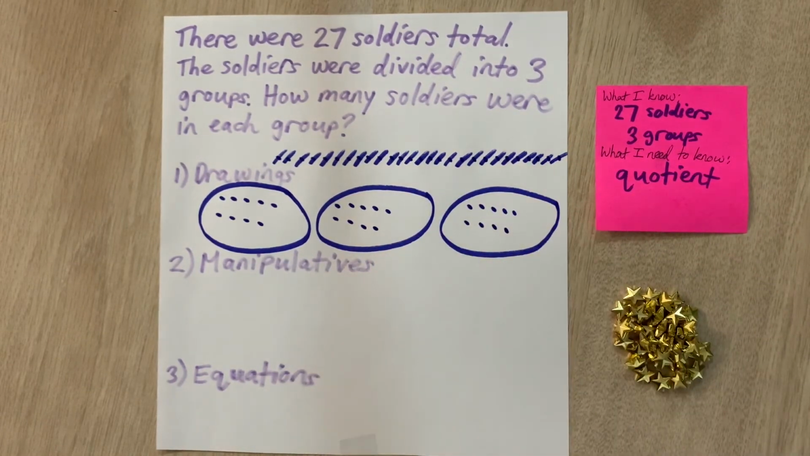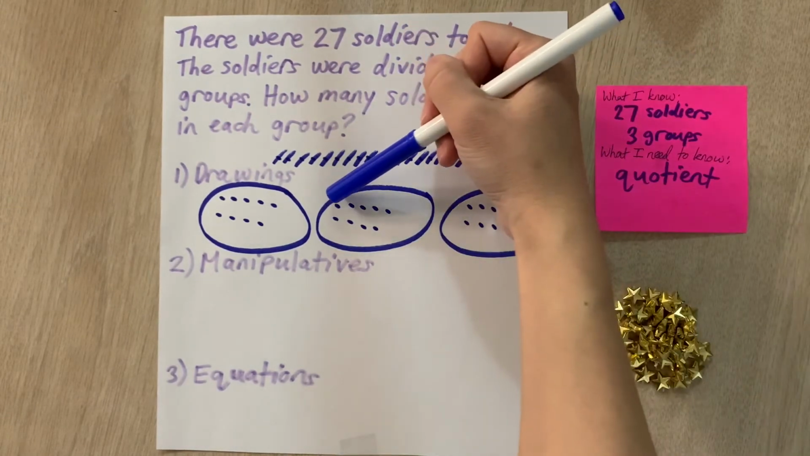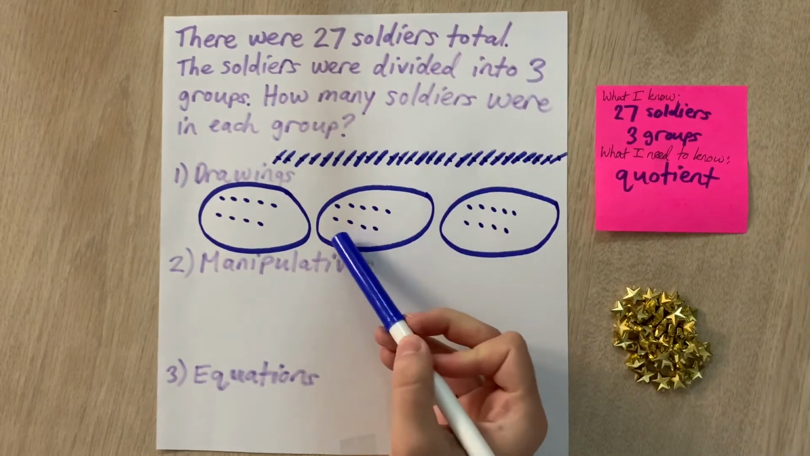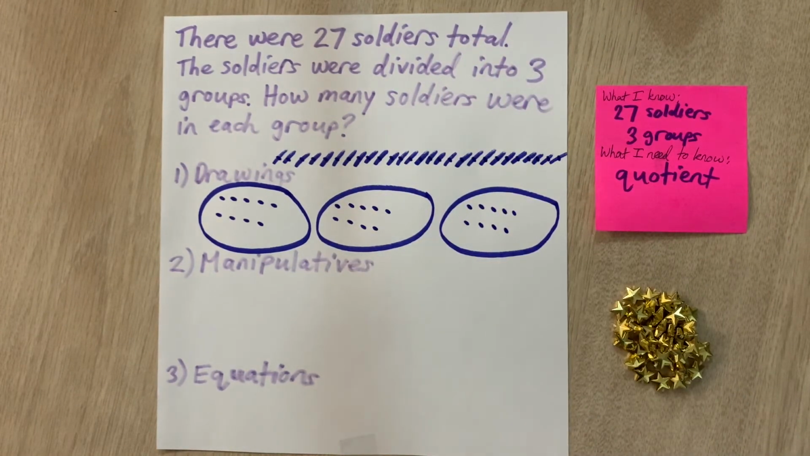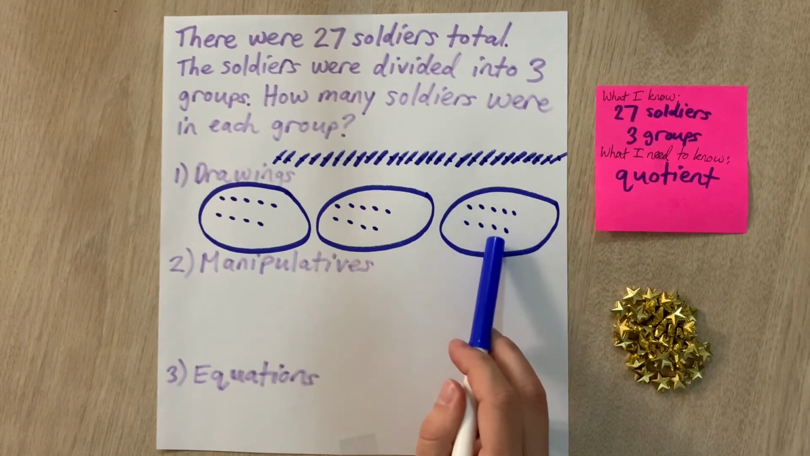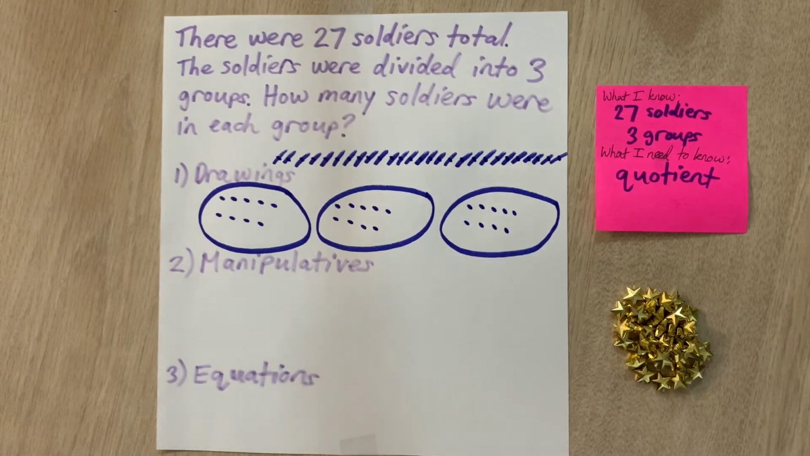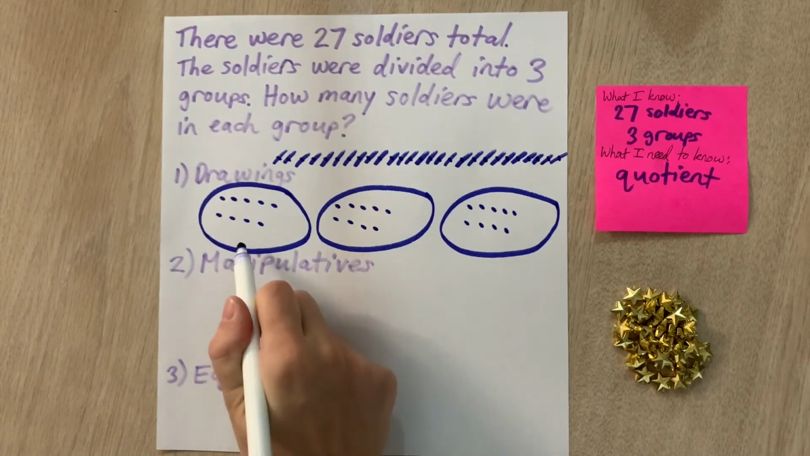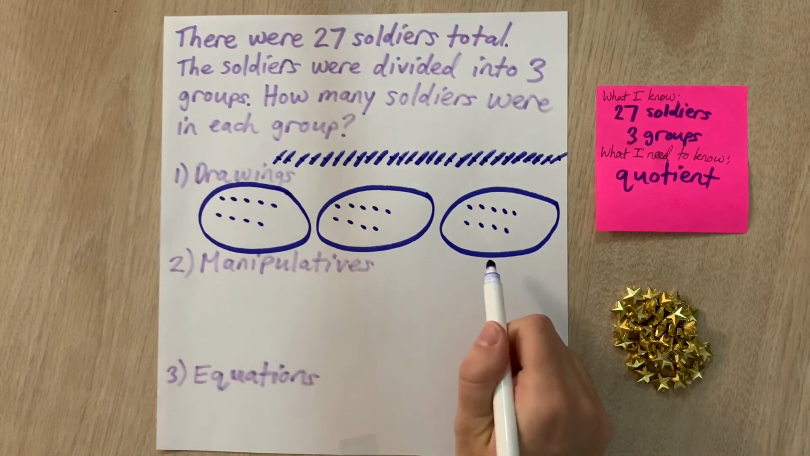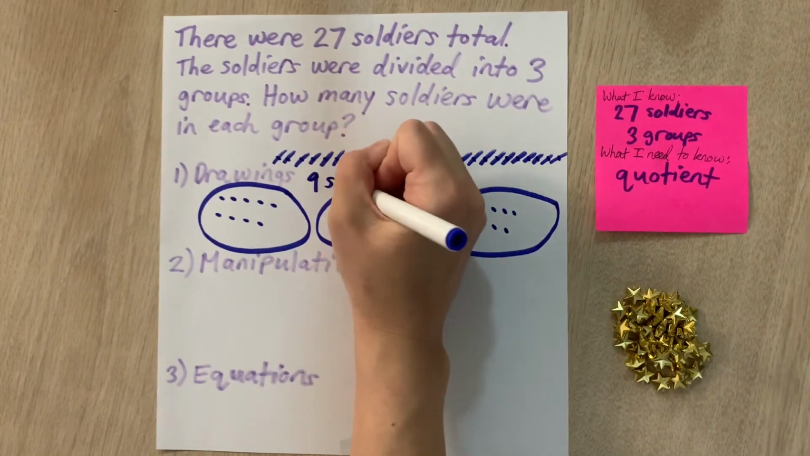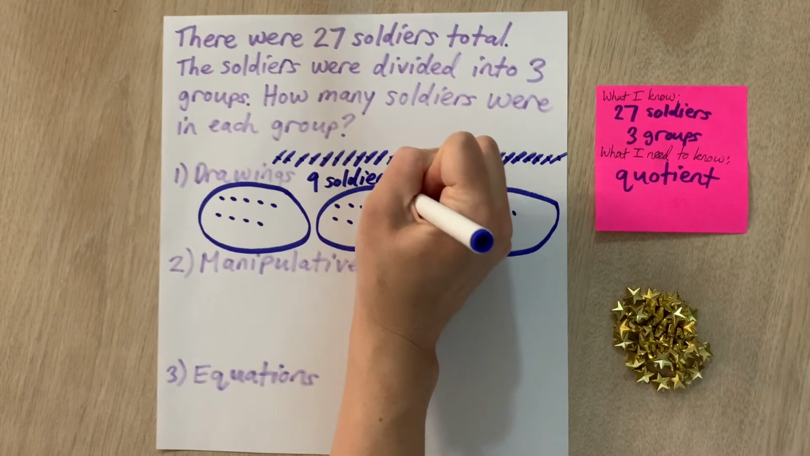All right, so now all of the groups are filled up. And so we have to figure out how many soldiers were in each group. So we could look at any group to figure this out. So our first group has 1, 2, 3, 4, 5, 6, 7, 8, 9 dots. So 9 soldiers are in our first group. Our second group has 9 dots as well. And our third group has 9 dots as well. So there are 9 soldiers in each group. So we'll write 9 soldiers. That's our quotient. That's our answer.